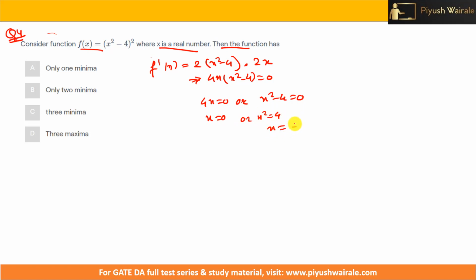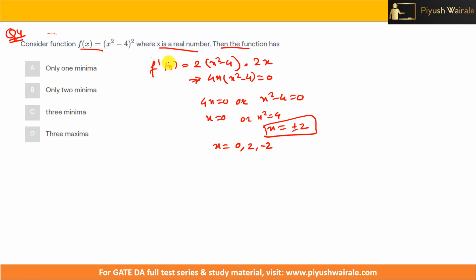That is basically x equals plus minus 2. So here I have three stationary points. First one is x equals 0, then 2, then minus 2. Now I need to find out whether it will attain minima or maxima, right?